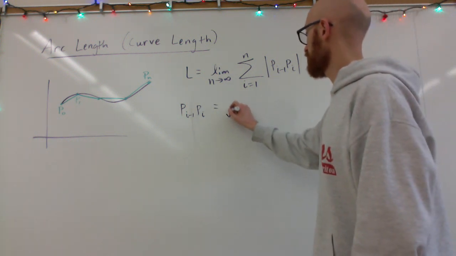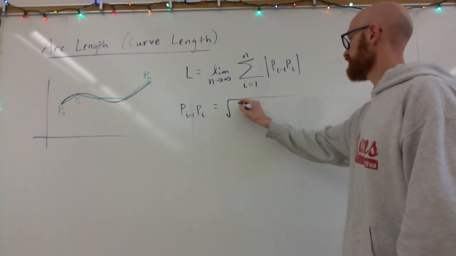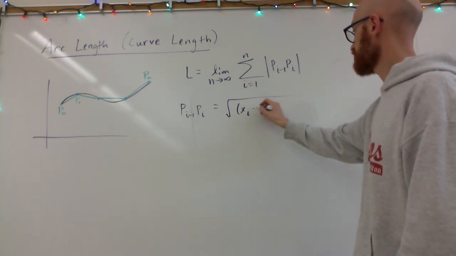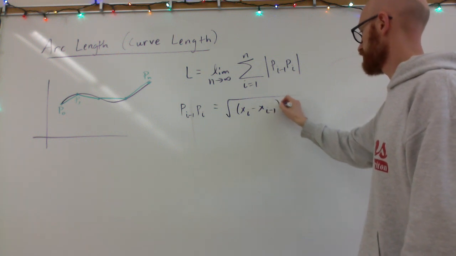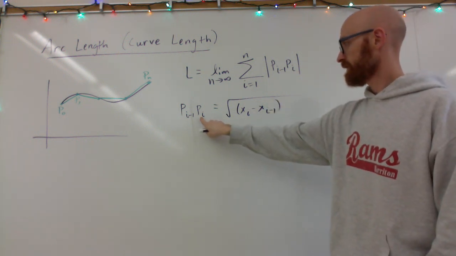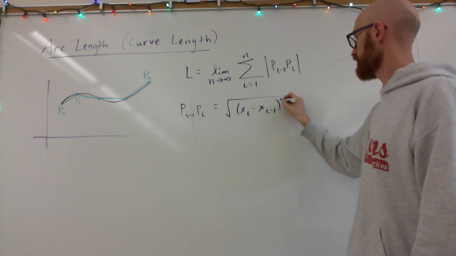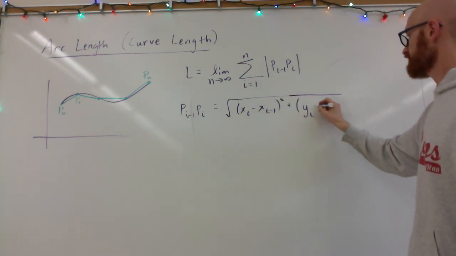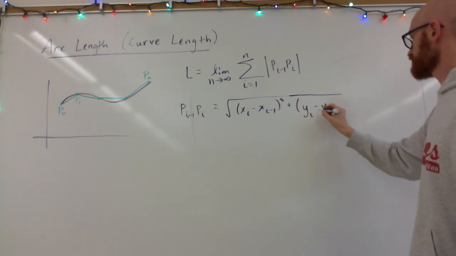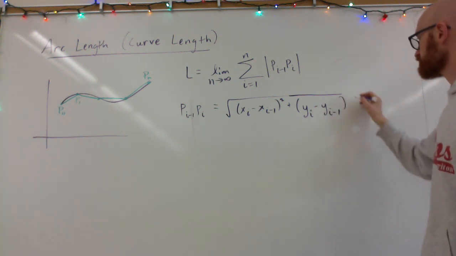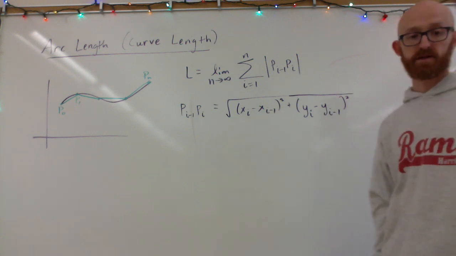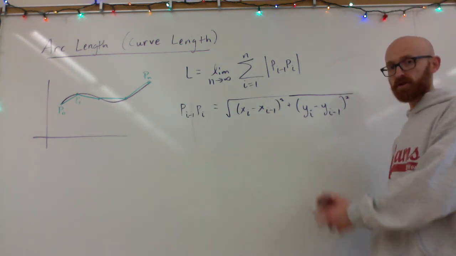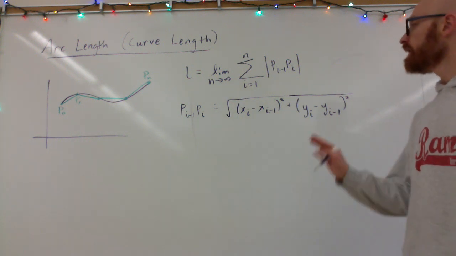So hopefully everybody agrees that if you take the x value and you subtract it from the x value of this point, and square it, and then add that to the y values subtracted and squared, that's the distance. So that's a fine statement of the distance. It's just using the distance formula or Pythagorean theorem.